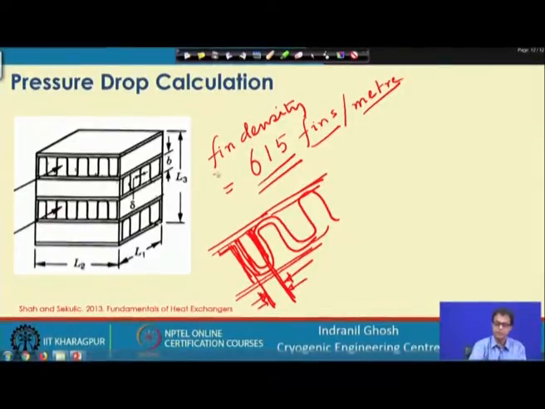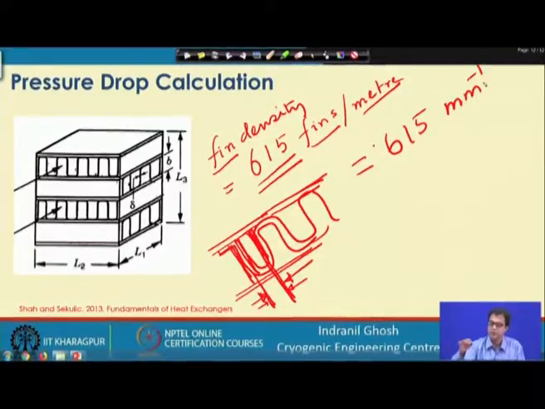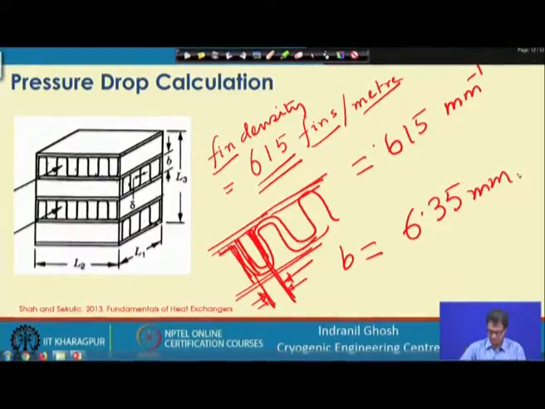So, here we have the fin density, 615 per meter. Then we have the plate spacing, that plate spacing b is equal to 6.35 millimeter. So, we have 6.35 millimeter as the plate spacing.